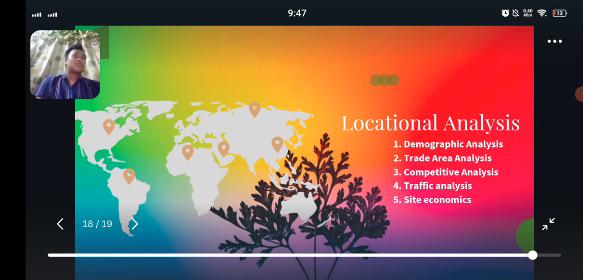Then the last one is site economics. Under this, alternative locations are assessed in terms of establishment cost and operational cost. Operational costs, also known as running costs, are costs incurred for conducting business on a daily basis. Establishment costs are primarily expenses for permanent physical facilities. So that's all for site economics, the location analysis.